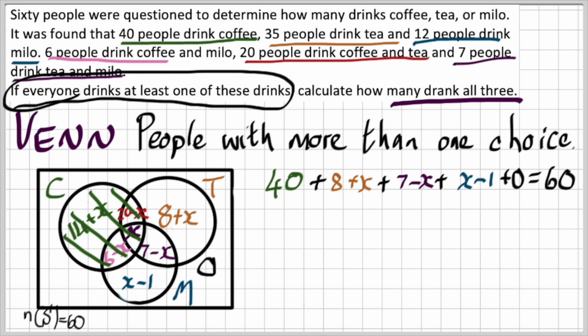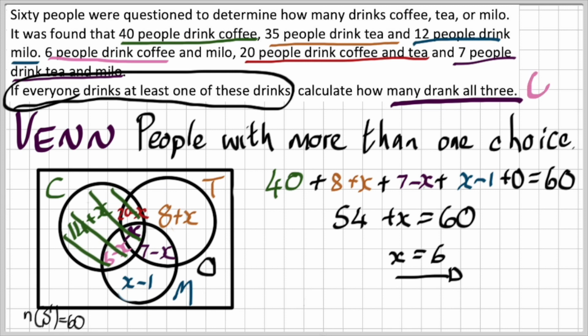So when we look at now solving for x, I've got 54 plus x equal to 60, and therefore x must be 6. Simple as that. Does that now answer my question? Yes, that there are 6 people that drink all 3.